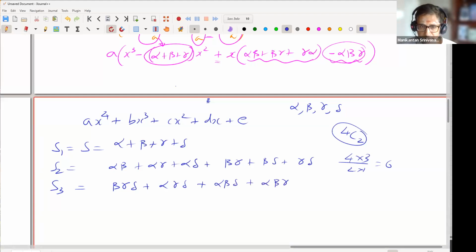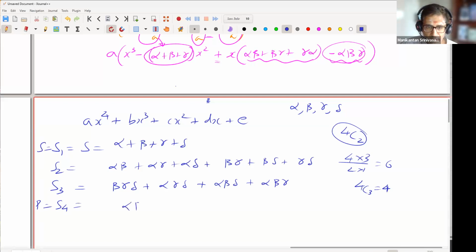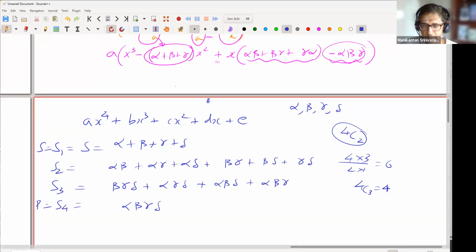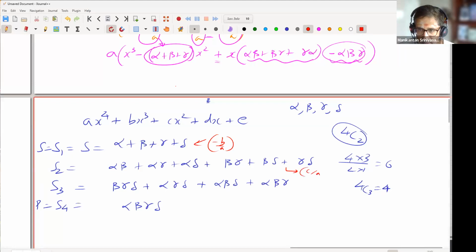So there are 4 terms, which is again 4 choose 3 is 4, right? And then S4 becomes the pure product, just like S1 is the pure sum. There's just one way in which you can combine all of them together as a product. So that becomes your 4th one. And therefore this will become minus B by A. This will become C by A. This will become minus D by A. And this will become E by A, alternating between plus and minus.